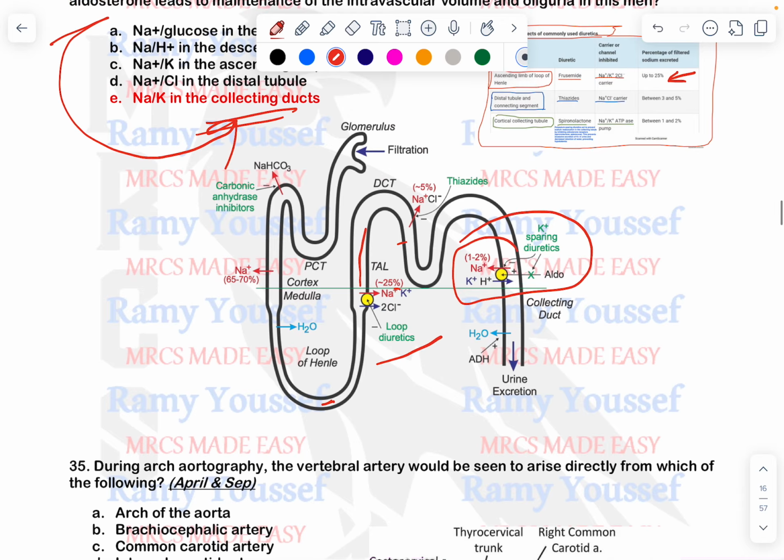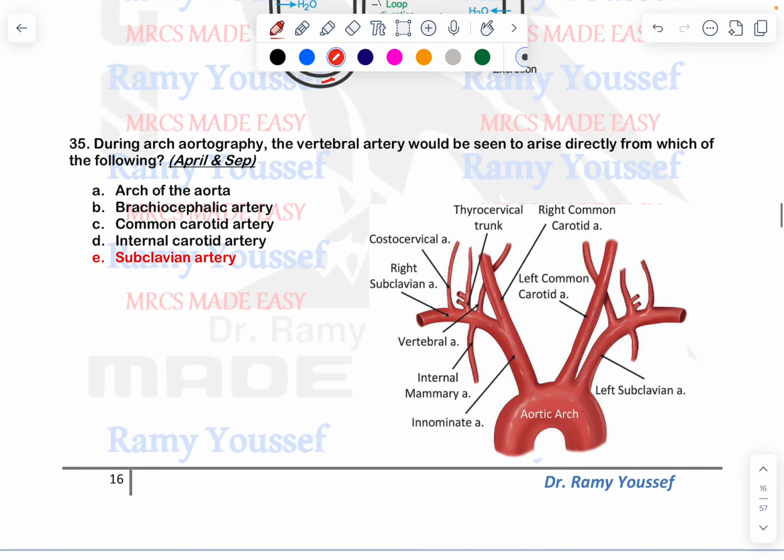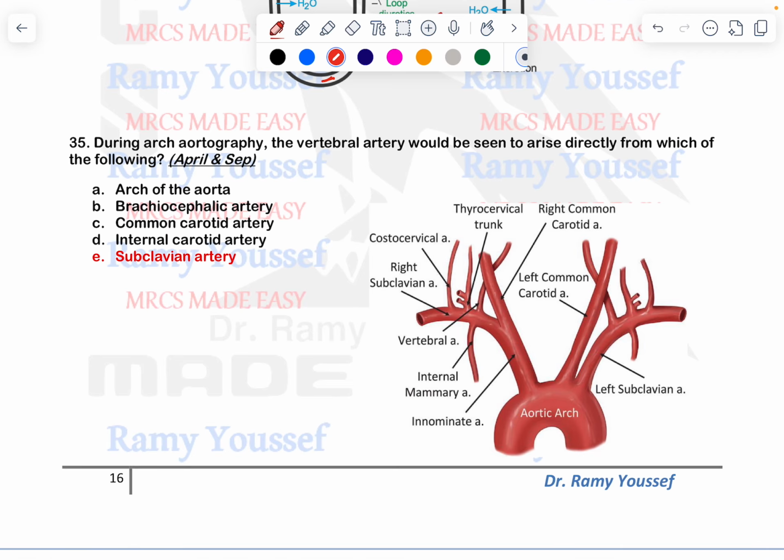During arch angiography, the vertebral artery is seen to arise from a direct lobe. Which of the following? It is a branch of the subclavian artery. The first branches of the subclavian are the vertebral, internal mammary, and costocervical trunk.